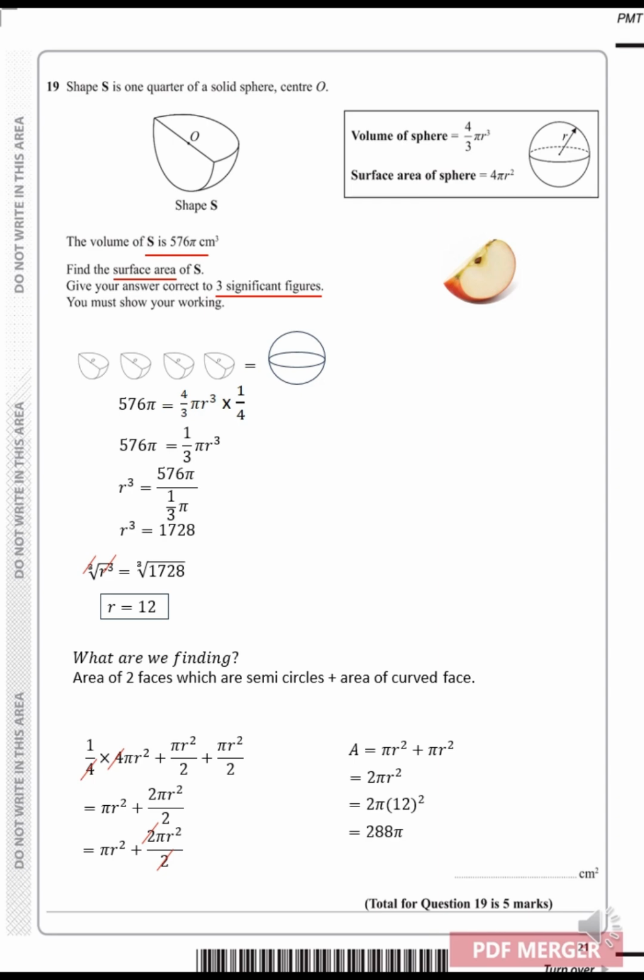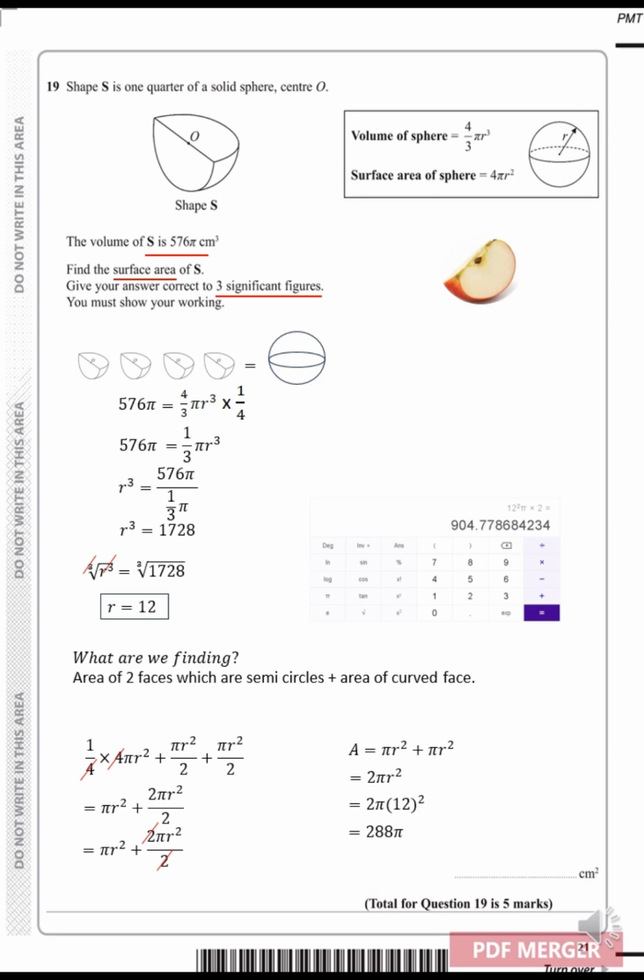This is equal to 288π. How did you get that? Remember, 12 squared is equal to 144. 144 times 2 is 288. 288 times π, 288π.